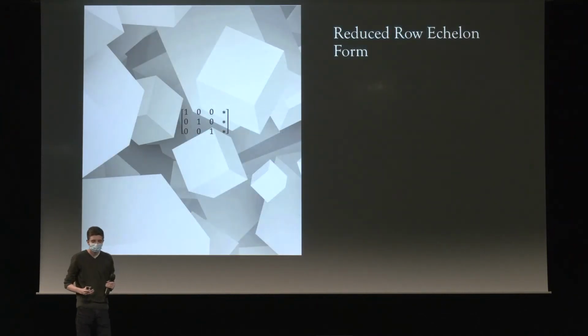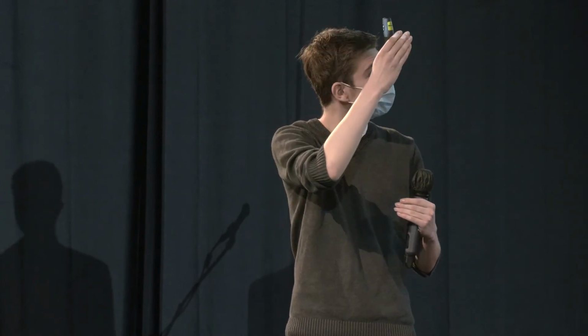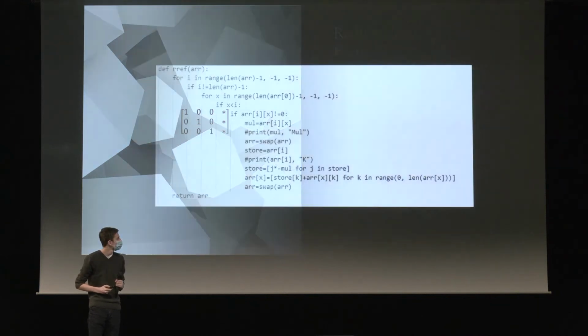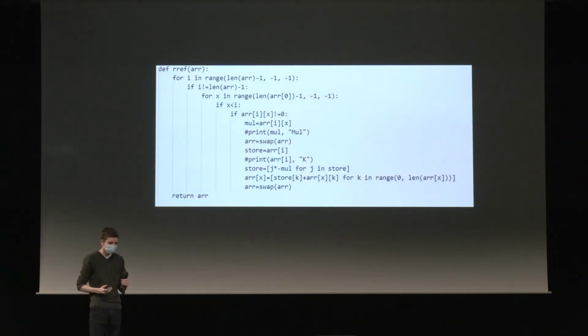Now, to further balance the matrix, we use reduced row echelon form, whose full name is Gauss-Jordan elimination. And this provides ones in a diagonal line with zeros on either side. And the final row, or the final column, sorry, is the coefficients that are used to balance the equation. It balances the entire matrix. It changes the stars originally from row echelon form to zeros, just to perfectly balance it. And it does the opposite of what regular row echelon form does. It goes from right to left, down to top. And it's much simpler because it's already dealing with much less data. So yes, this is an example of reduced row echelon form.